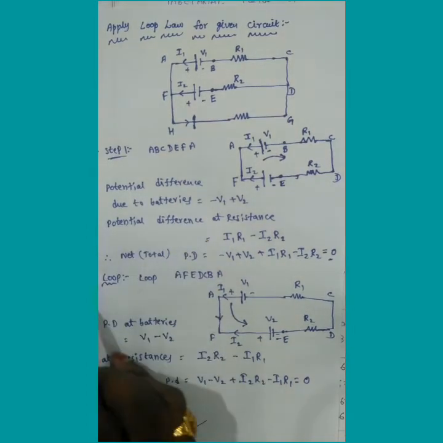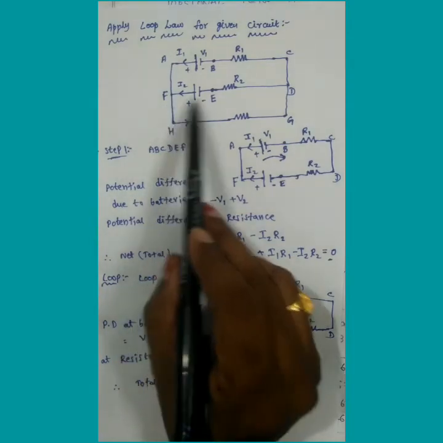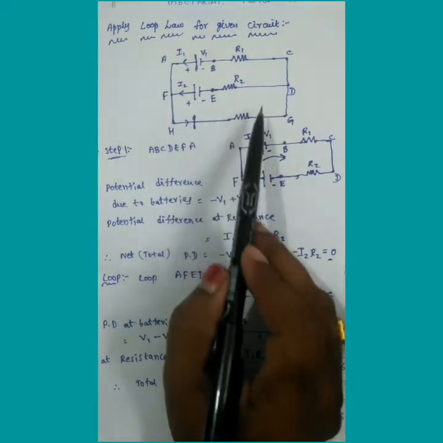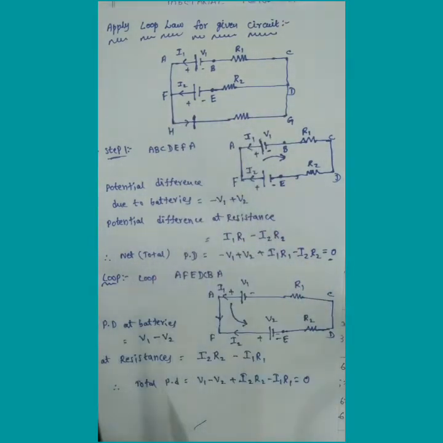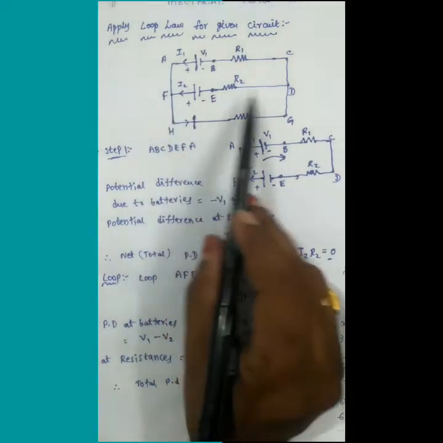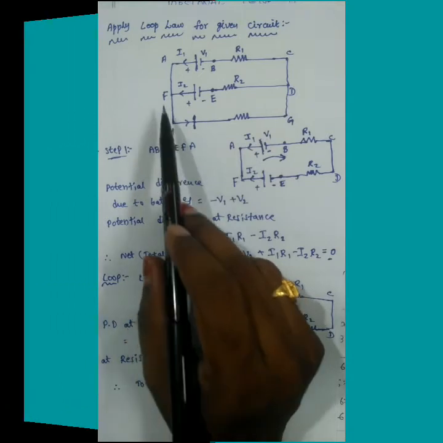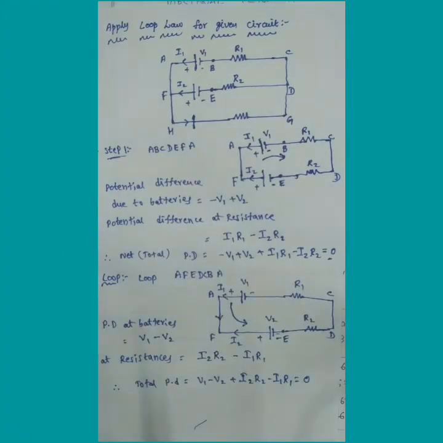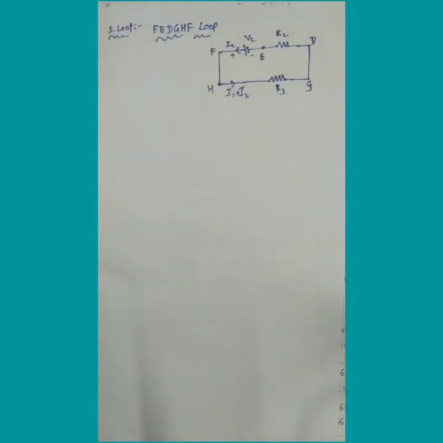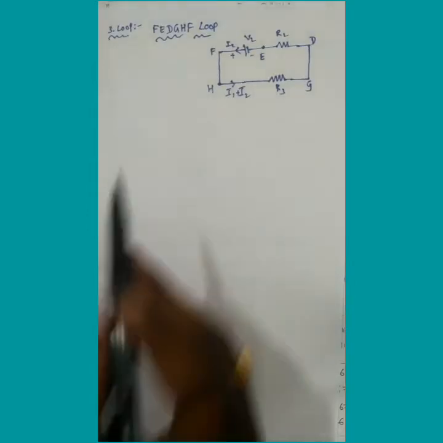First loop, second loop. Now we have to apply the law to the third one. What is the third one? F, E, D, G, H, F. I am going to draw that diagram on our next page. This is our third loop.